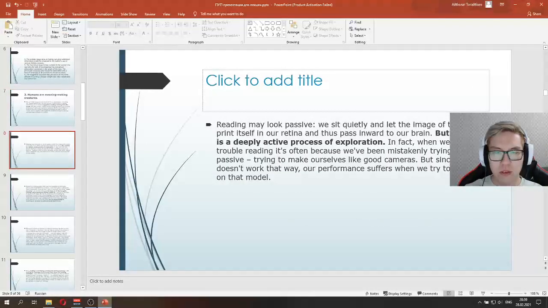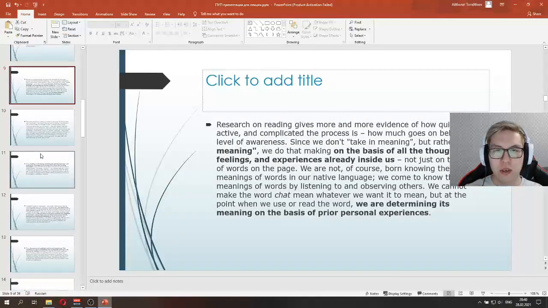Reading may look passive. We sit quietly and let the image of the words print itself in our retina and thus pass inward to our brain. But reading is a deeply active process of exploration. In fact, when we have trouble reading, it's often because we have been mistakenly trying to be passive, trying to make ourselves look good on camera, but since reading doesn't work that way, our performance suffers when we try to operate on that model.